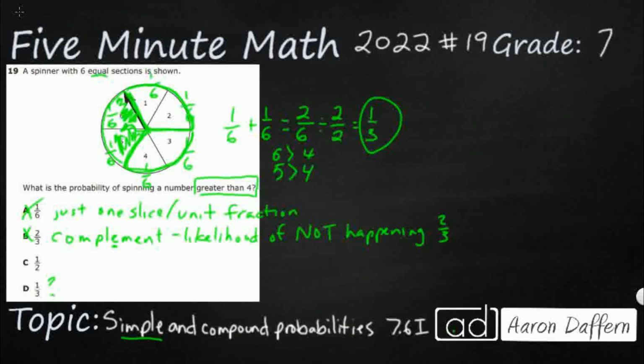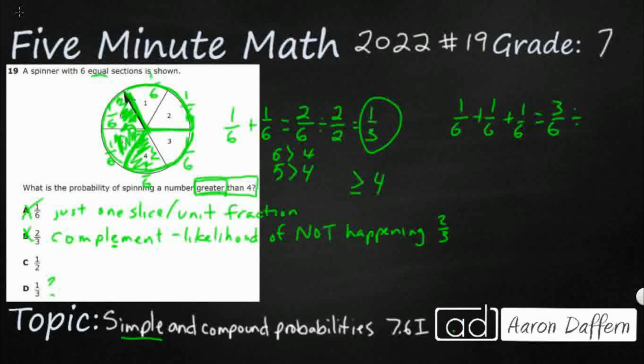And where does that 1/2 come from? Well, this is number greater than 4. But what if I included 4? What if I said 4 or greater? If I thought it was greater than or equal to 4 rather than greater than 4, well, I will include 4, and then I would get 1/6 plus 1/6 plus 1/6. That would give me 3/6.